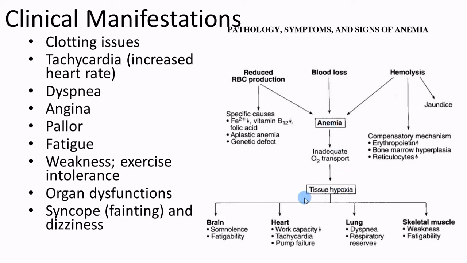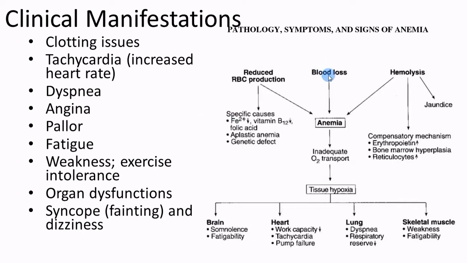And the primary issue revolves around tissue hypoxia. You're not getting oxygen adequately to the tissue. Remember, hypoxemia is low oxygen in the blood. Hypoxic tissue, or hypoxia, is low oxygen in the tissues. And we're going to talk about some of these things.